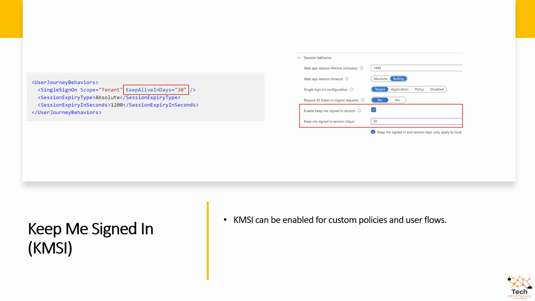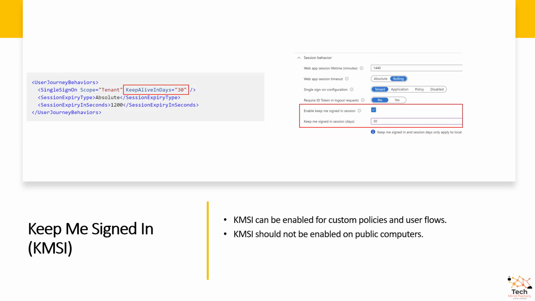Keep Me Signed In can be enabled for custom policies and user flows. Again, on the right side, there is a configuration for the user flow. We can enable the Keep Me Signed In session, and also set the number of days for the session to remain in the browser. And on the left side, we have the configuration in the custom policies, so in the XML files. We can see that we have this attribute called keep alive in days, and here we can specify how many days we want to persist the session cookie in the browser.